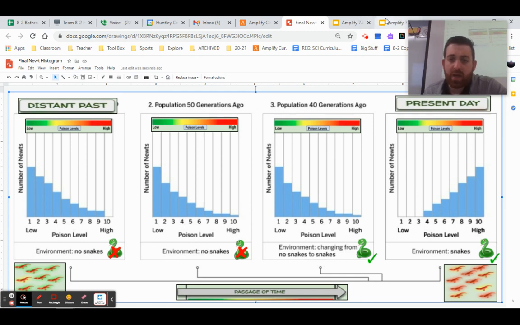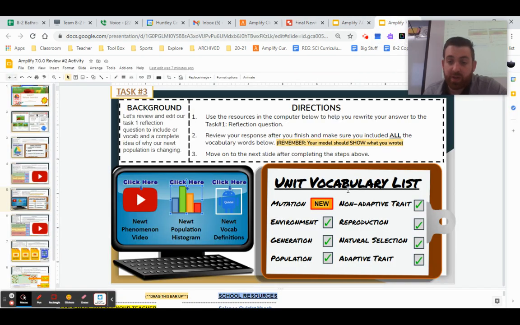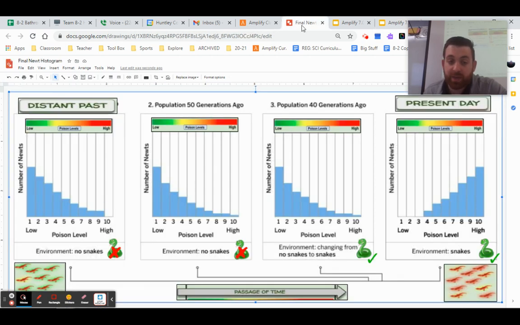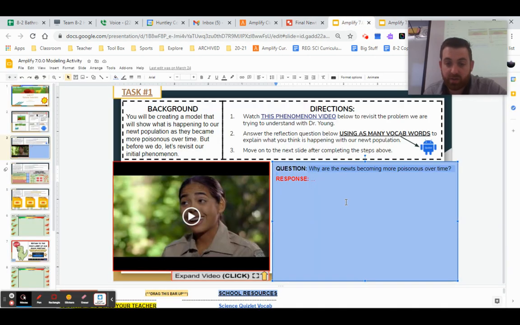So when we look at our response, first question, did we include all the vocabulary words? If the answer is yes, awesome. If the answer is no, use the vocab here if you need it. Second question is, do I explain how and why the newts are changing from here all the way to here? If you can explain everything from here to here in your response, remember in our question here, why are the newts becoming more poisonous over time, then you probably have a really strong response. If you have 1 or 2 sentences here, you're probably not quite where we need to be, and we need to add more detail in there.